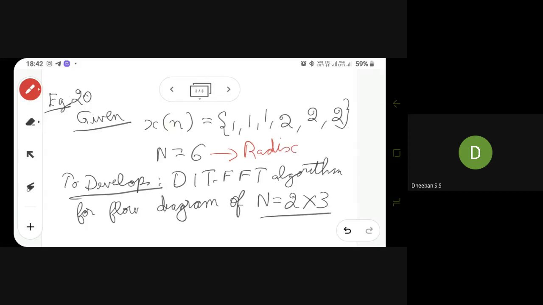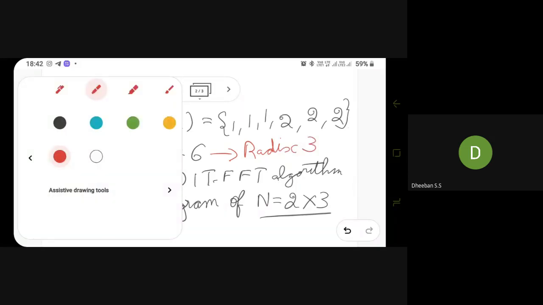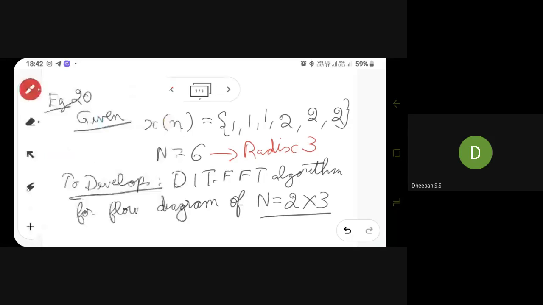Based upon this, the only difference is that your twiddle factor and the structure vary. The structure of your DFT diagram varies. We'll be getting into this.